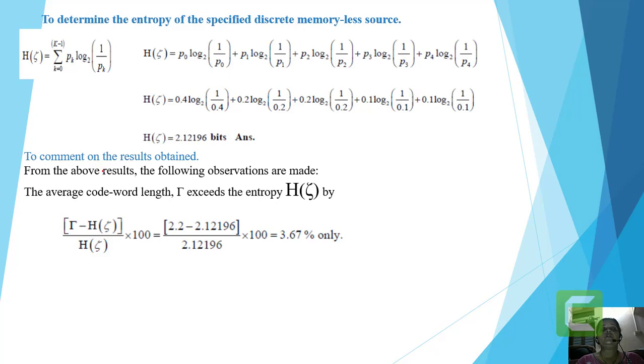Now we have to comment on the result, specifically on the coding efficiency value that we are going to obtain. To get the coding efficiency, we substitute the values of rho and the entropy that we calculated in previous steps. So here the coding efficiency comes out as only 3.67%.